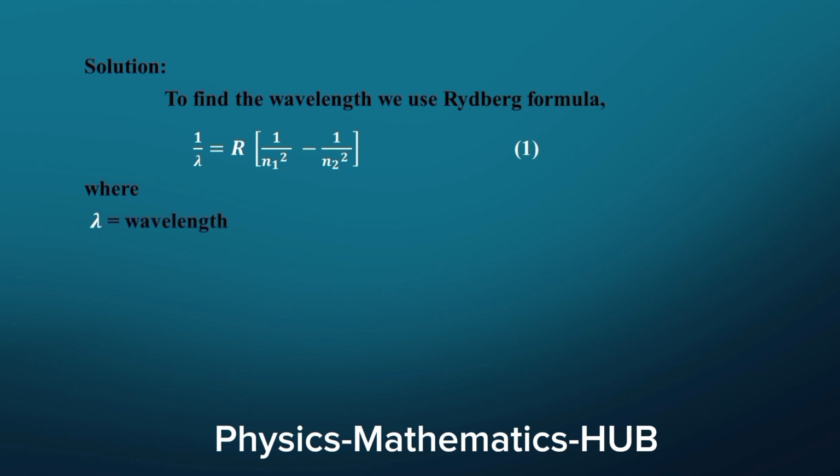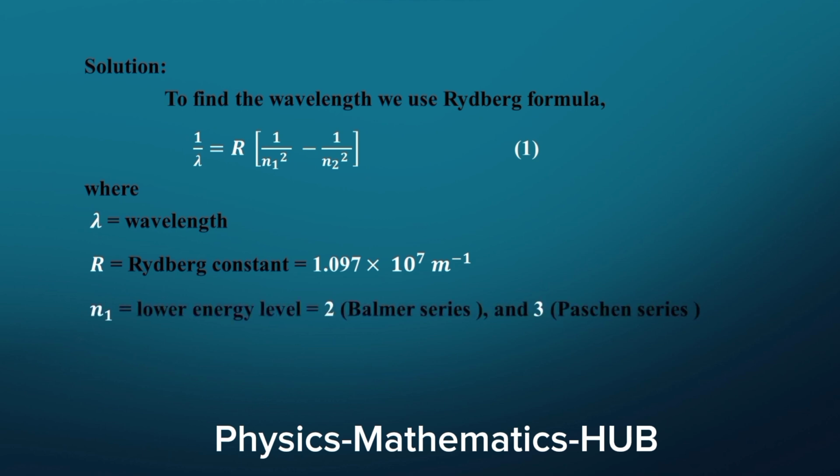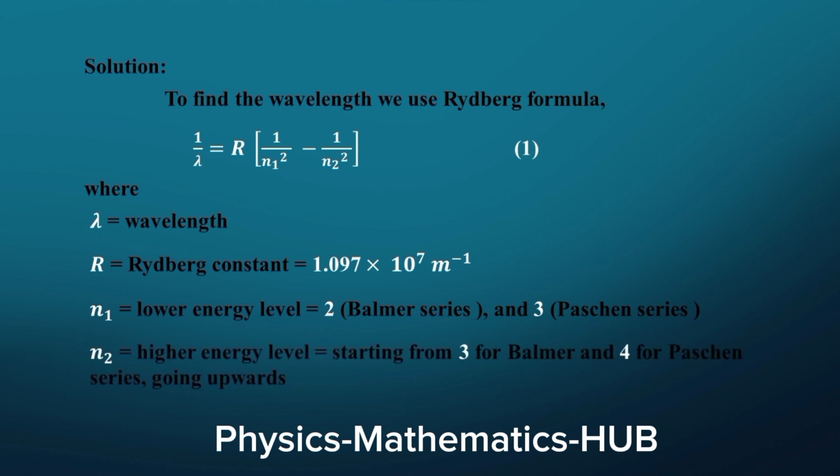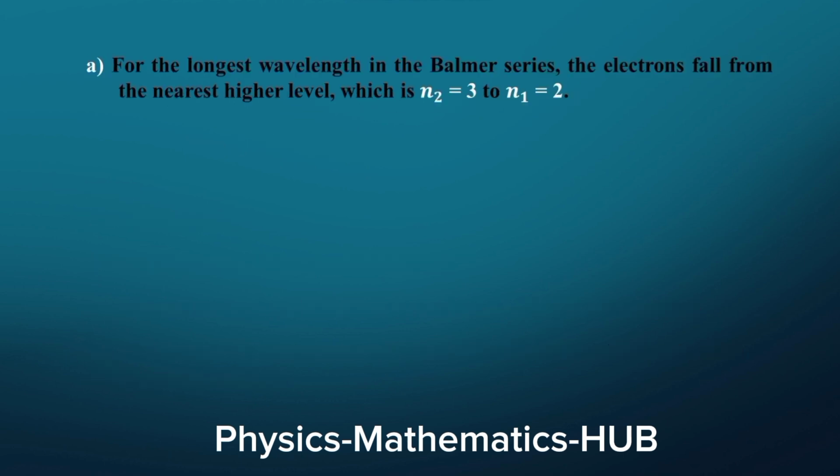where lambda is the wavelength of emitted photons, R is the Rydberg constant, which is equal to 1.097 multiplied by 10 to the power 7 per meter, and n1 is the lower energy level, which is 2 for Balmer series and 3 for Paschen series, and n2 is the higher energy level, starting from 3 for Balmer and 4 for Paschen series going upwards.